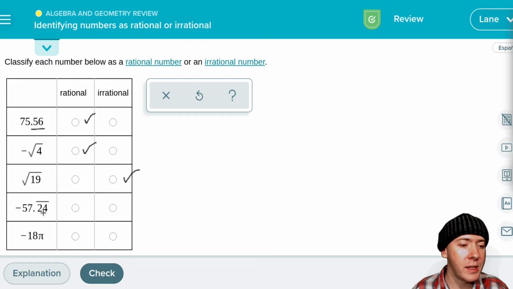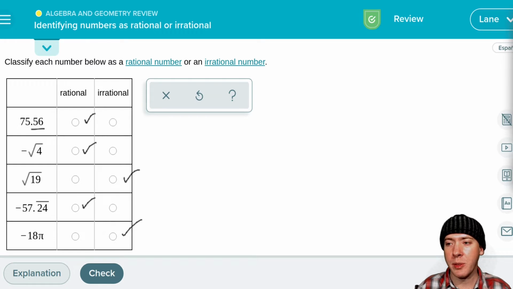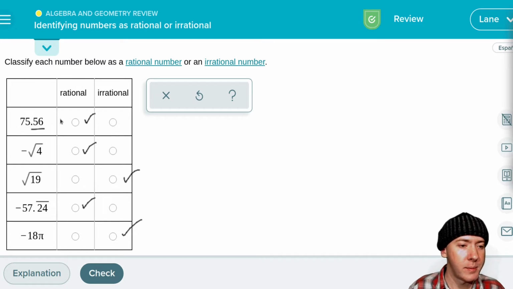This number is rational because it has a repeating decimal. That's what this bar up here means. So because it has a repeating decimal, it's rational. This number down here is a multiple of pi. And because of that, it is irrational. Let's put in those answers real quick.